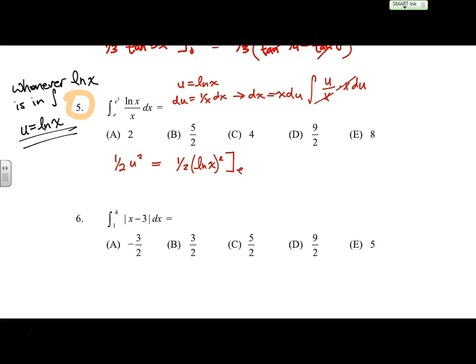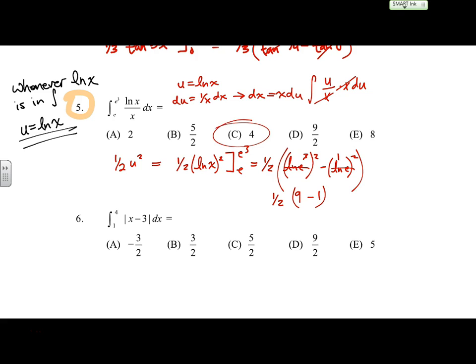I'm getting back my x bounds since they are x's. And it's time to plug and chug, and you guys know how to do that. So do that carefully. Cancels. 3 squared is 9. Minus 1 squared. Does it see? Okay.